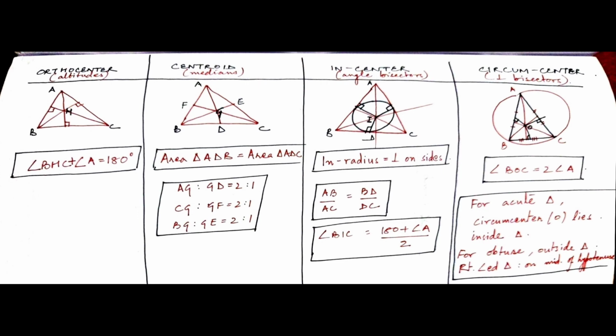For the circumcenter, if it's an acute angle triangle, the circumcenter will lie inside. We can visualize this, right? If it's an acute angle triangle, the circumcenter lies inside the triangle, like we can see in the figure. If it is an obtuse angle triangle, the circumcenter will lie outside the triangle, and for a right angle triangle, it lies right on the middle of the hypotenuse. So this third point is very important. In a right angle triangle, the circumcenter lies on the middle of the hypotenuse.